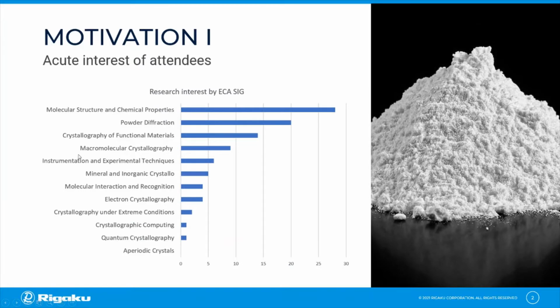So what's the motivation behind this? Well, basically we had a look at the survey that some of you did in preparation of this crystallography school, and we just had a look at the top results, and the top results were molecular structure and chemical properties and powder diffraction. And yes, we thought, well, we can do it. We can do both basically with our instruments. And so today we are going to focus on powder diffraction with a single crystal instrument.